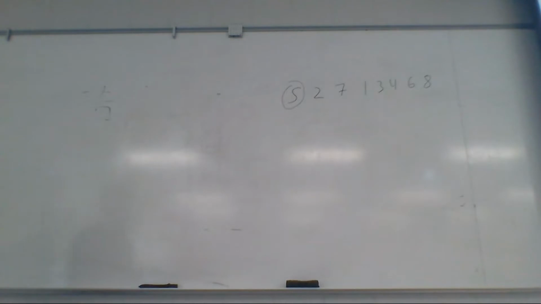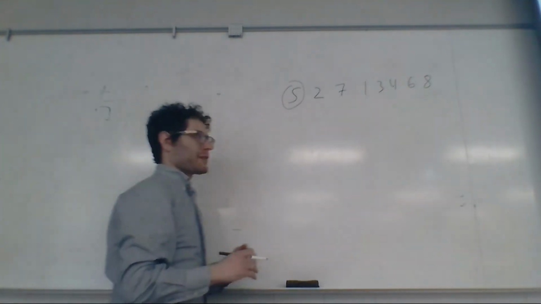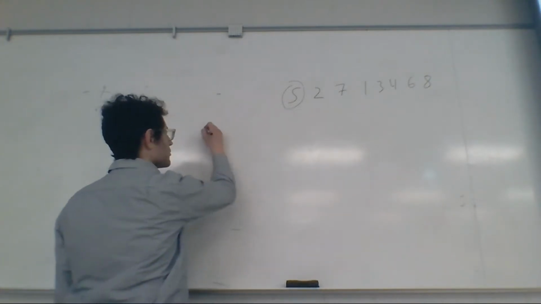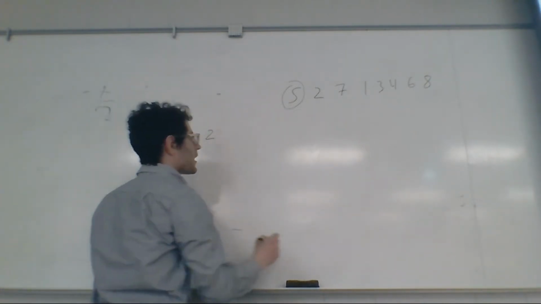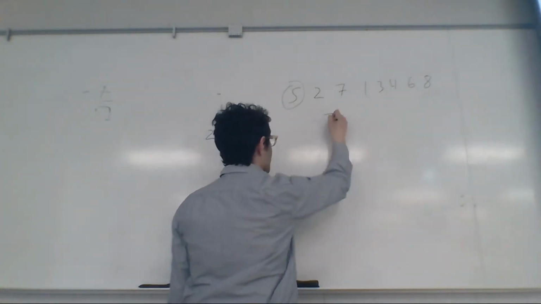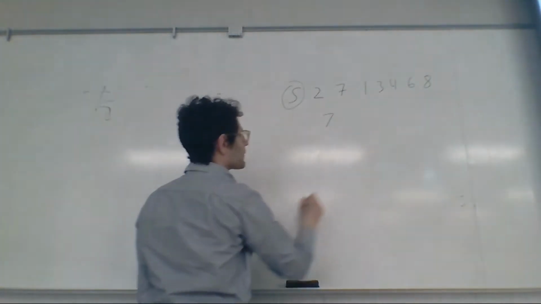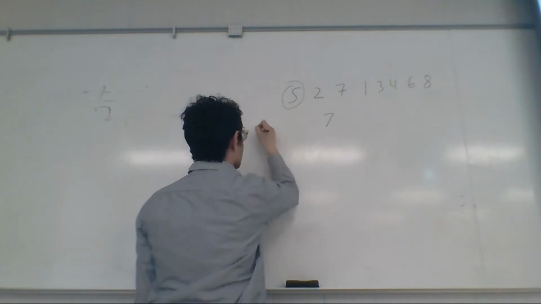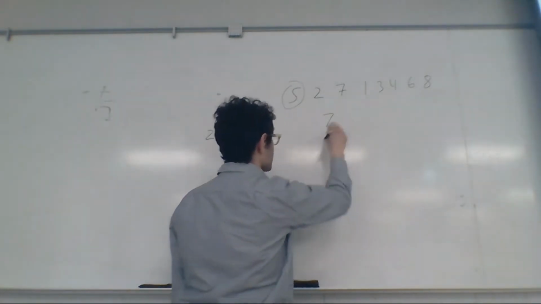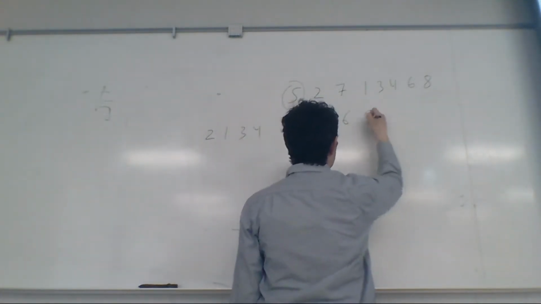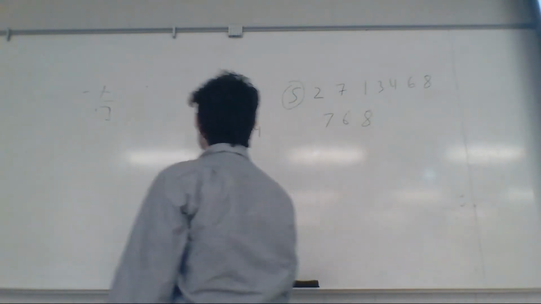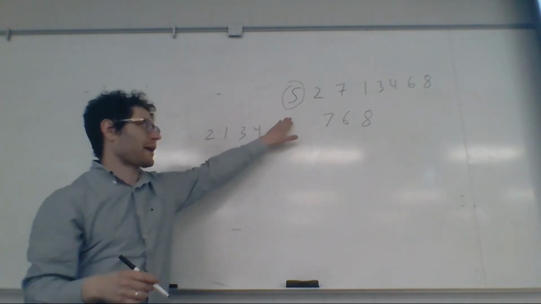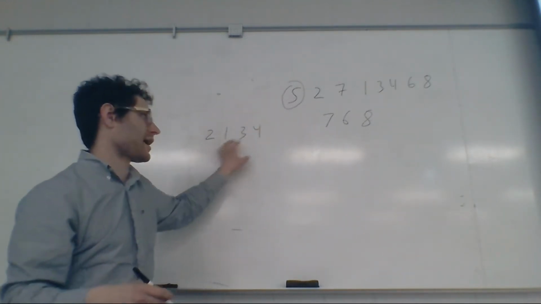Okay? And then I go through the array. Everything that's less than the pivot will go to the left. So 2 goes to the left of 5. 7, because it's bigger, will go to the right. 1 goes to the left. 3 goes to the left. 4 goes to the left. 6 goes to the right, and 8 goes to the right. Okay? And now we've got 5 here, we've got these guys, and then we've got these guys.